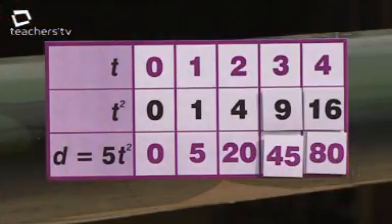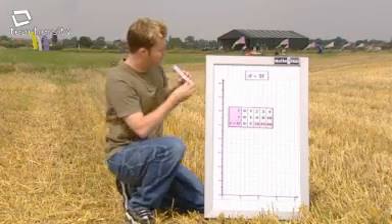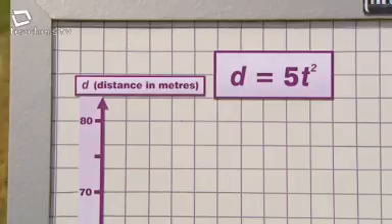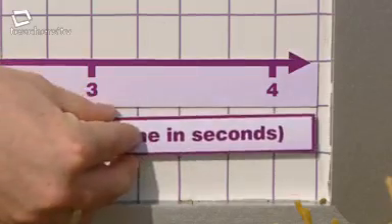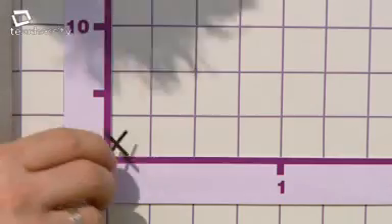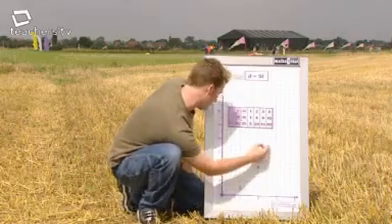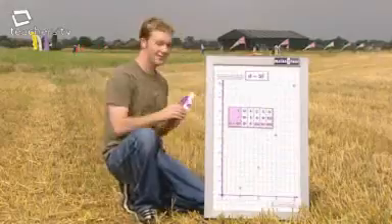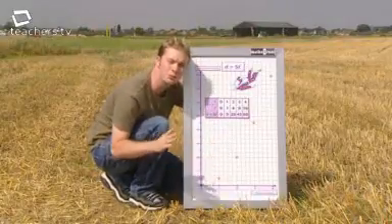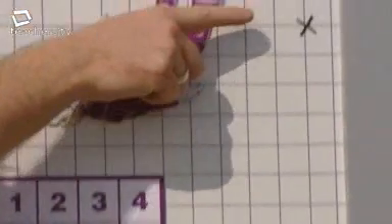I can take the pairs of values of t and d and plot a graph. The vertical axis shows the distance d in metres, and the horizontal axis shows the time t in seconds. Next, plot those points. Now, you may think that the path of the points forms a straight line. But if you actually trace the path of the points, you'll see they follow a smooth curve.